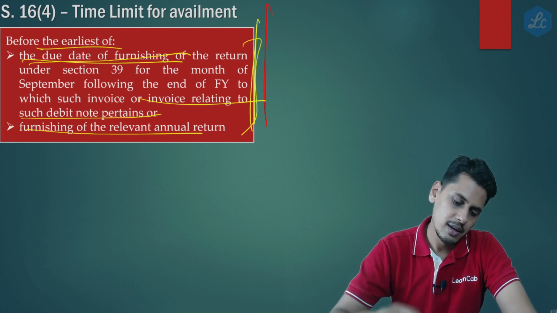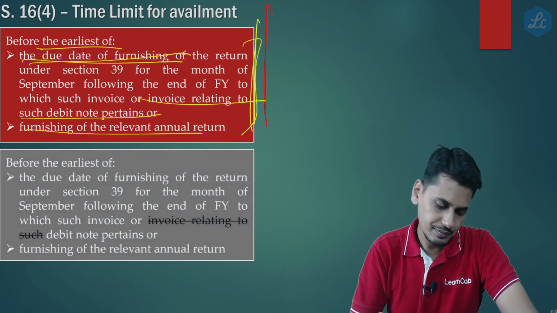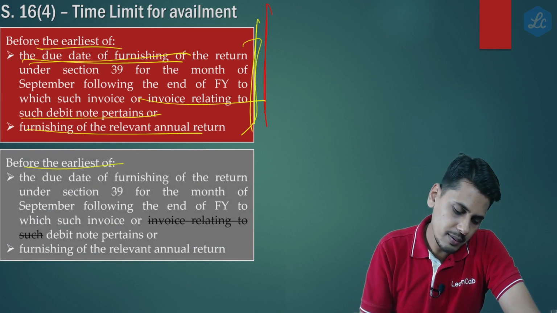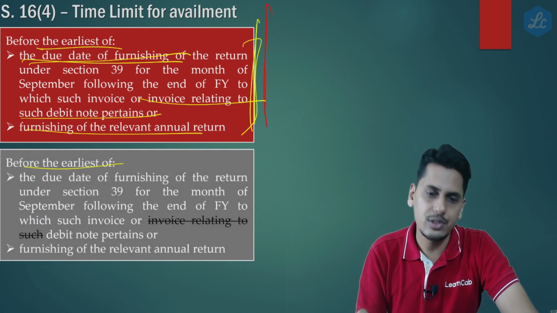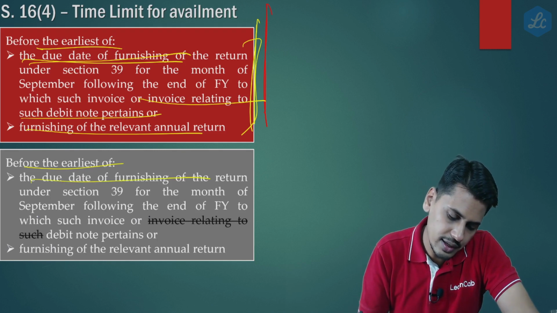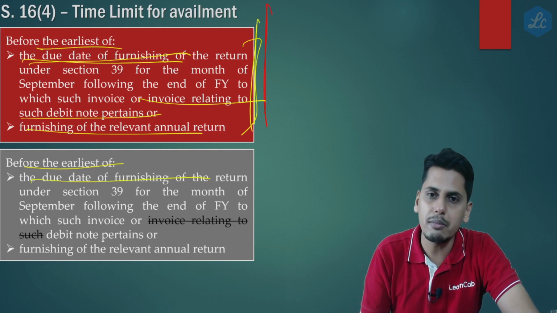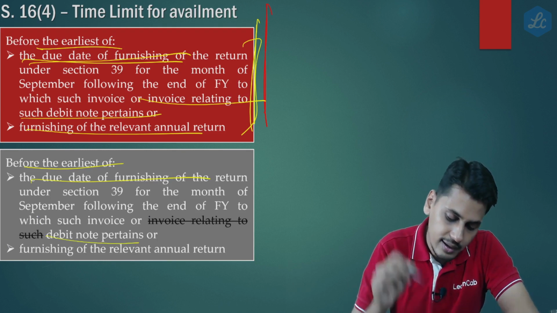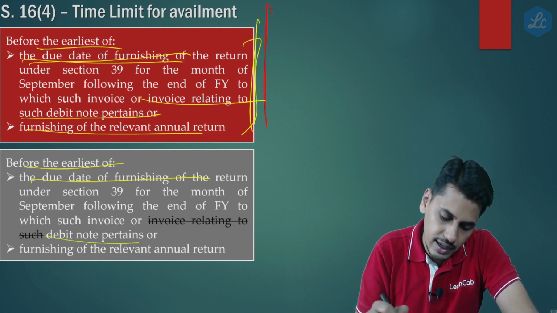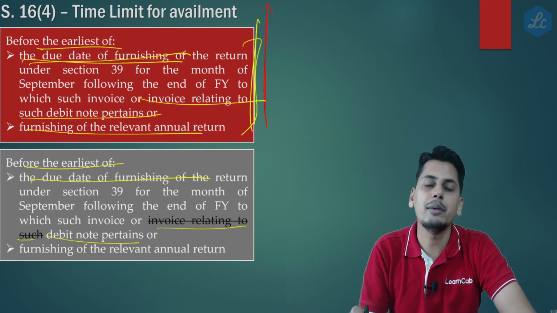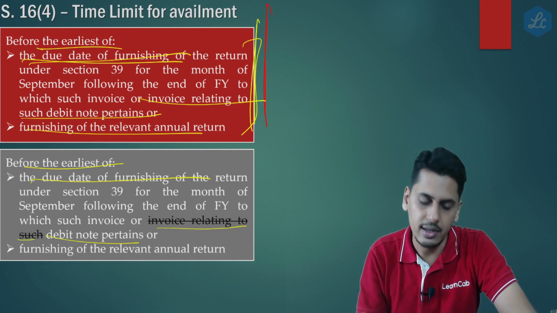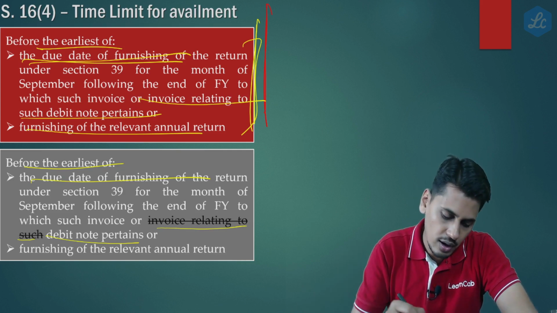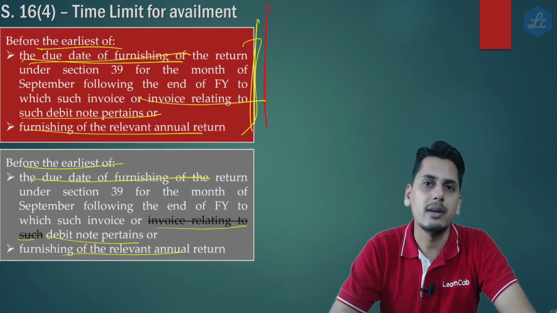So therefore, the amendment. Now it says, the time limit for availment of input tax credit is that it needs to be availed before the earlier of the due date of furnishing of the return under section 39 for the month of September following the end of the financial year to which such invoice or debit note pertains. The wordings "invoice relating to such debit note" have been removed. It says to which such invoice pertains or debit note pertains, or furnishing of the relevant annual return.